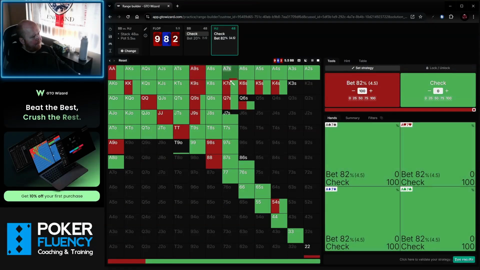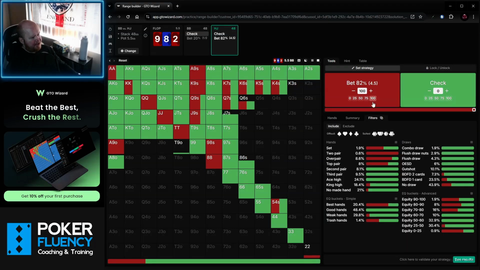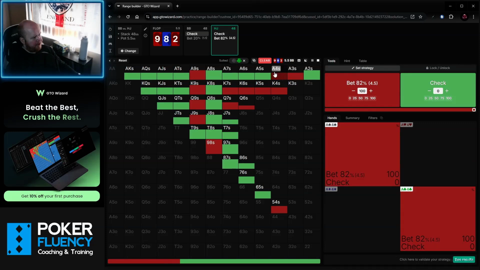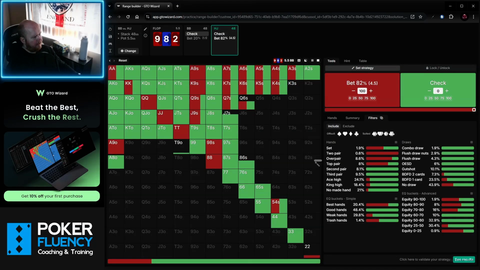And then we start to get into our weakest ace highs that don't have a draw, the ace 3 through the ace 7 as well. Now you could maybe make an argument for checking some of the ace 7 through ace 5 possibly, but I actually think we're going to do the same thing again with those hands here and just bet the ace 3, ace 4, ace 5, ace 6, ace 7 of spades and clubs.